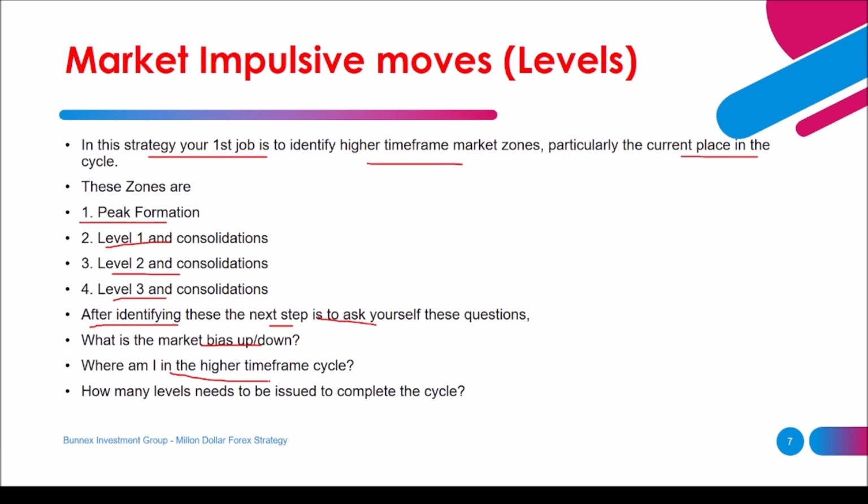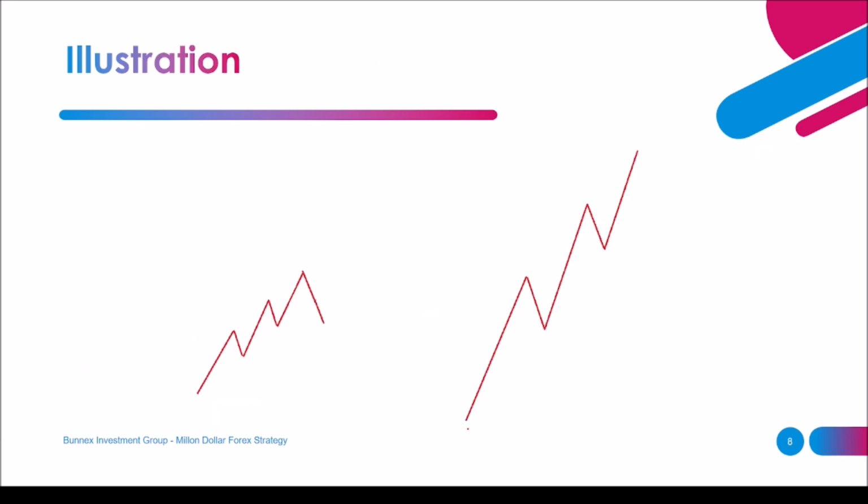If you are in level 1, we know that we are going to expect level 2. If we are in level 2, we expect that we are going to have level 3. And if we are in level 3, are we going to get a reversal and a reset point? So how many levels need to be issued to complete the cycle? These are the questions that you should be jotting down in your diary and answering yourself. That's now application of logic. So this is what we'll be looking at.